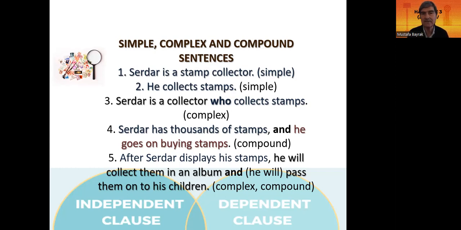4, Serdar has thousands of stamps and he goes on buying stamps. So this is a compound sentence. Why? Because there are 2 simple sentences in it, and there are 2 messages in it. Serdar has thousands of stamps, and he goes on buying stamps. And is a glue here, okay?